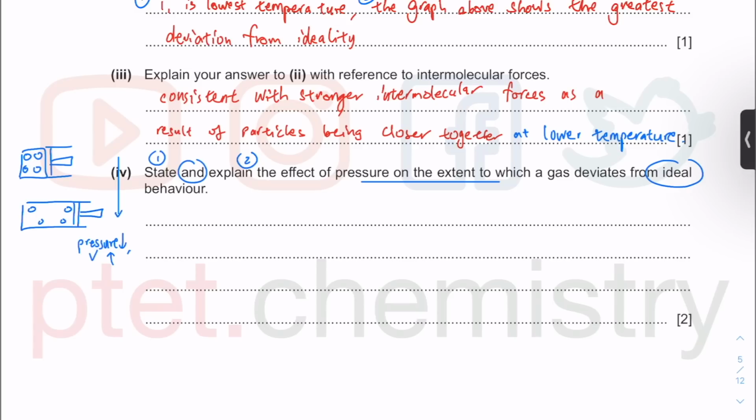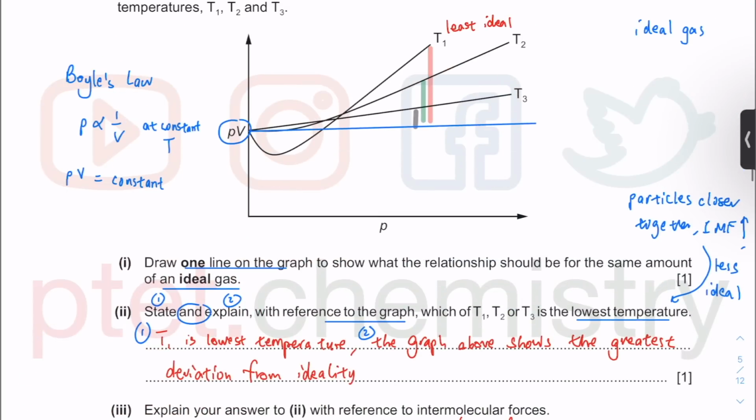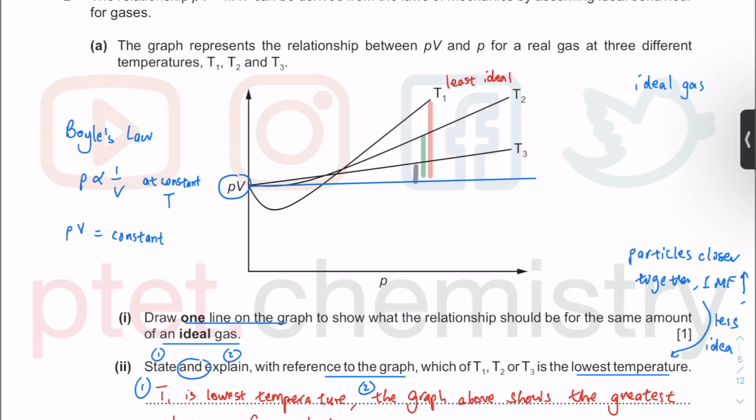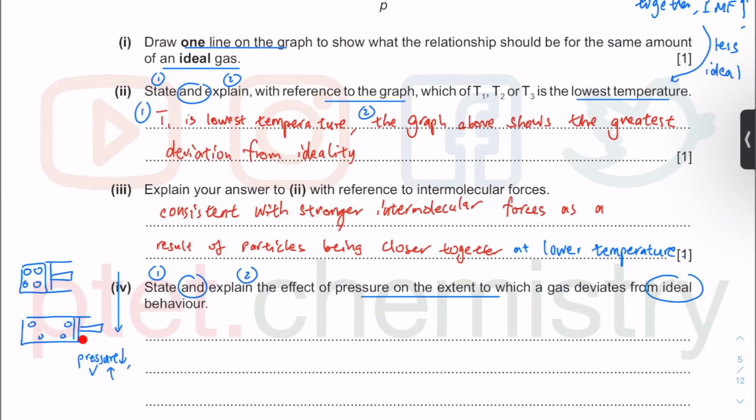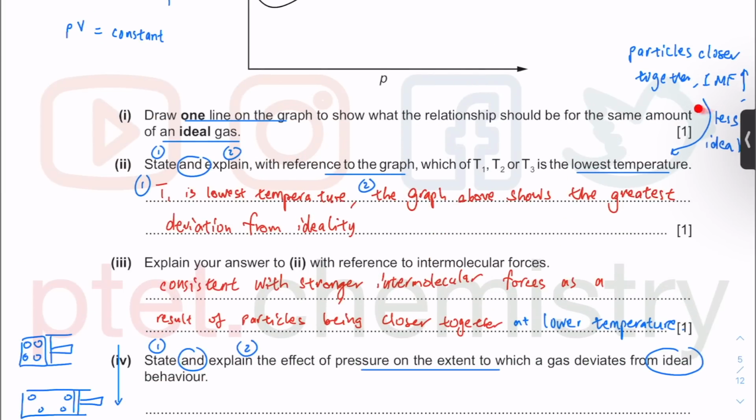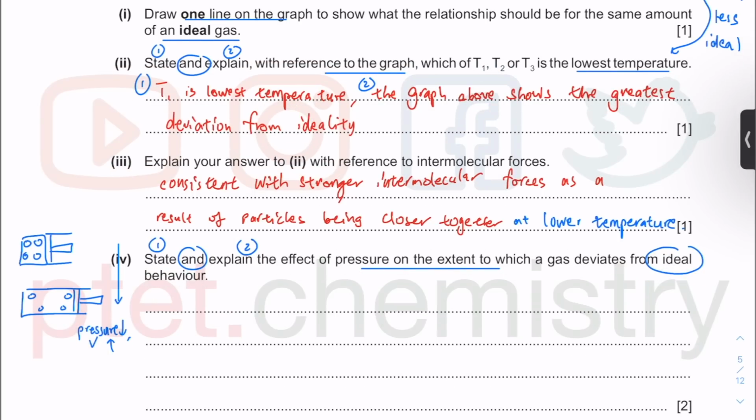So using the graph, as the pressure increases, we can see that these are for a real gas at 3 different temperatures. Let's just look at one particular temperature, T3 for instance. This is the one that deviates the least from the ideal gas, so this must be the highest temperature. But even for the highest temperature, we can see that it still deviates from ideality, where PV equals constant for an ideal gas. That is because at low pressure, your particles are further apart and they exert minimal or negligible intermolecular forces. Therefore, they are more ideal at lower pressure.